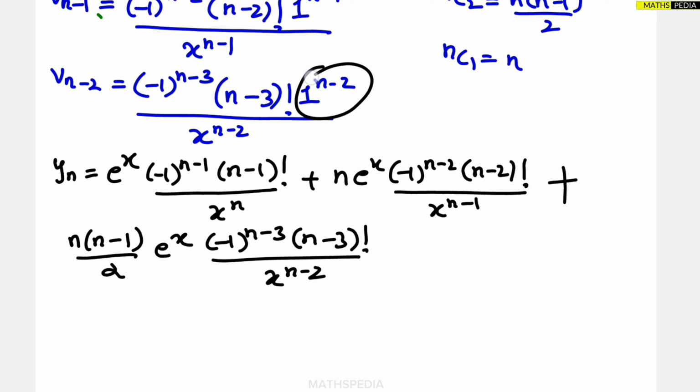So 1 power anything is 1 itself, that's why I'm not mentioning it here. Simple concept. Plus dot dot dot plus un v. Here un, the nth derivative of e power x, is e power x only, and the v value is log x. So this we can see as the final answer. From this you can take e power x common.